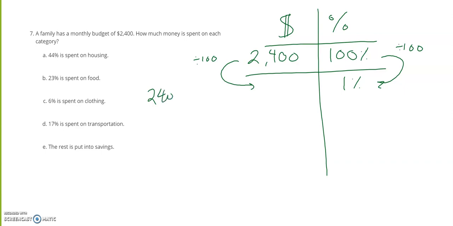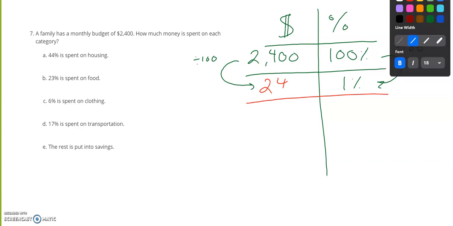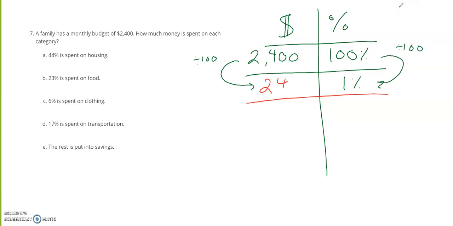2,400 divided by 100. You take this imaginary decimal point and you move it over 2 spaces to the left because there are 2 zeros. 1, 2. Now we have 24. 1% is 24. Now, to find all the others, we need to do some multiplication.